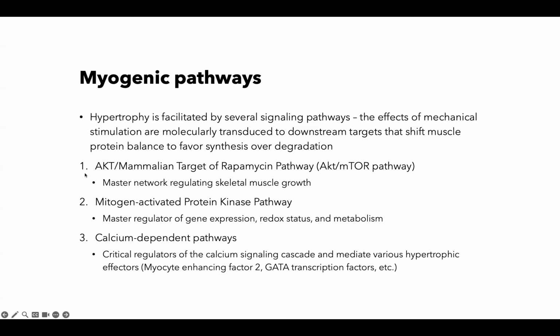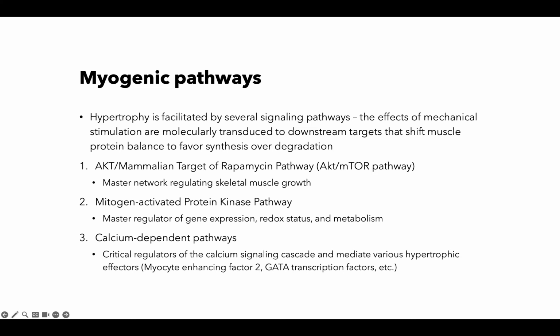What we see with our AKT mammalian target of rapamycin pathway is that it's believed to act as a master network regulating skeletal muscle growth. AKT is considered a molecular upstream nodal point that is both an effector of anabolic signaling and a dominant inhibitor of catabolic signals. When activated, AKT signals mTOR, which then exerts effects on various downstream targets that promote hypertrophy in muscle tissue.